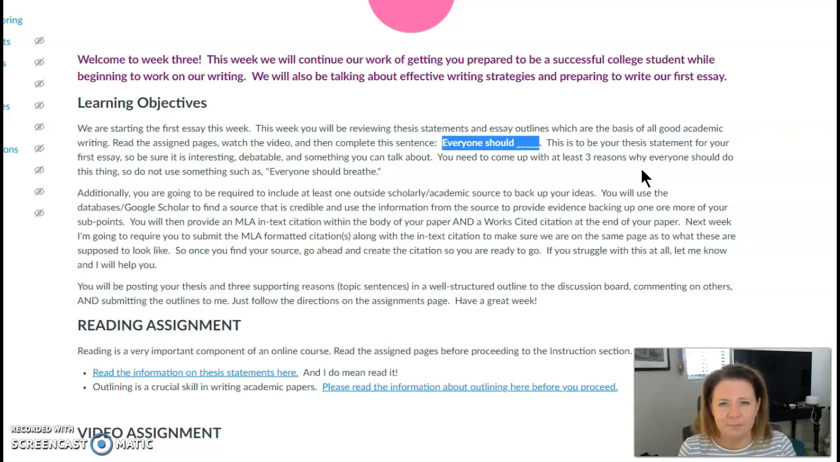Think about what you're interested in, and then finish that sentence up, and that's going to be your thesis statement. Then you're going to come up with 3 reasons why everyone should do that thing. So if it's everyone should vote, what are 3 reasons why everyone should vote? And that's going to make up the body of your paper.